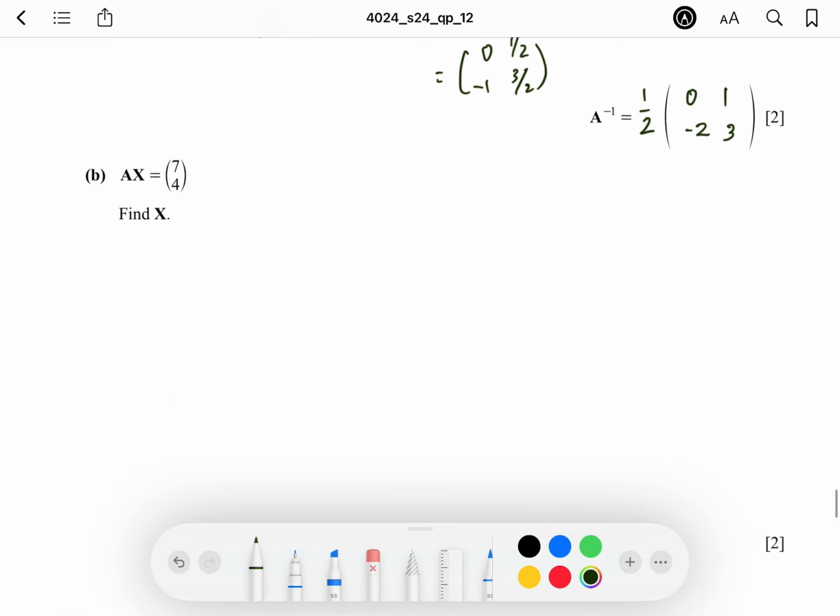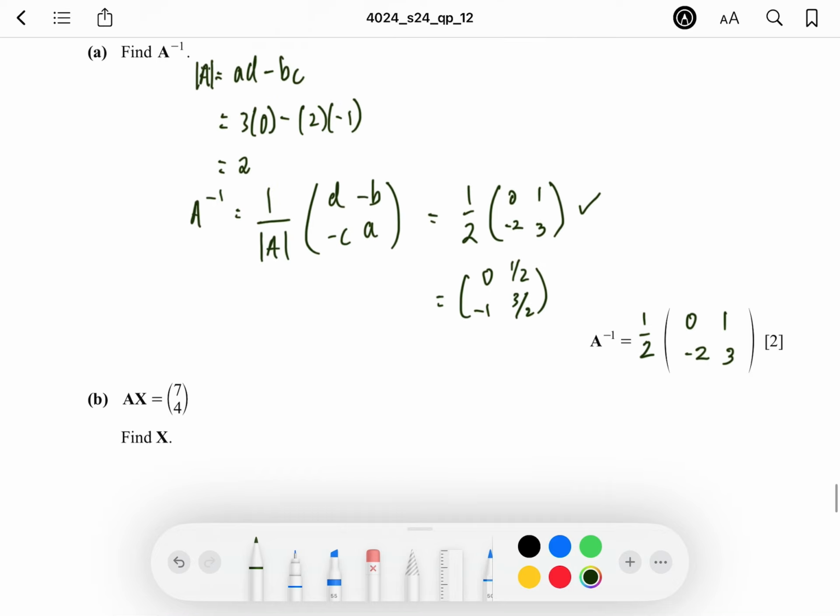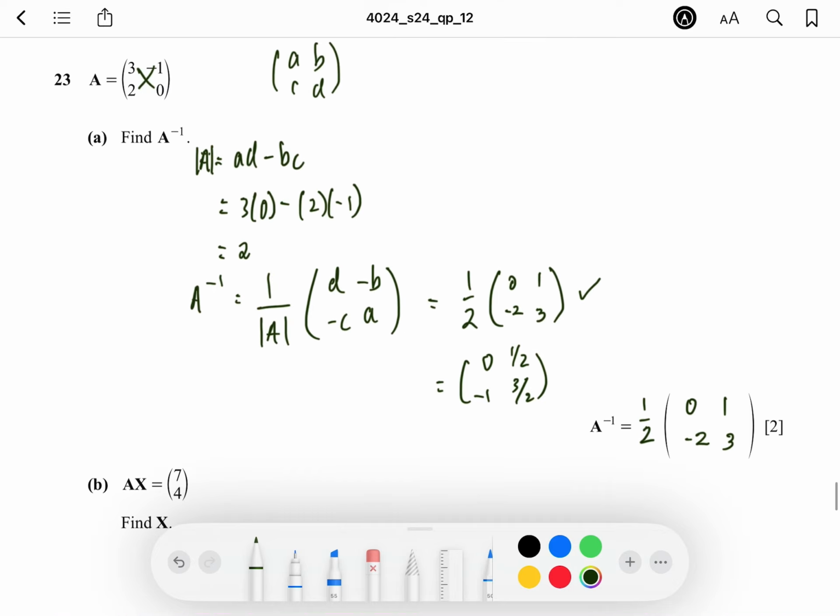This one. So given that AX is equals to 7, 4. Now, how is this so? A, what order is A? 2 by 2. A is 2 by 2.